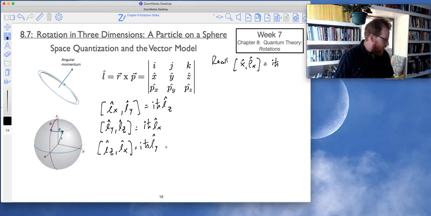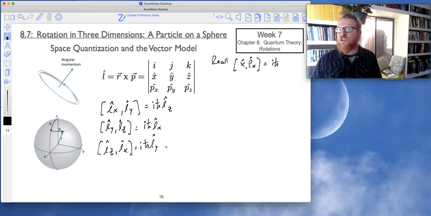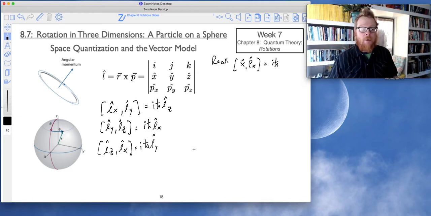So how the hell are we going to do this, right? How are we going to specify this particle's total orbital angular momentum if by trying to specify any two dimensions, I then get uncertainty in the third dimension? Okay.